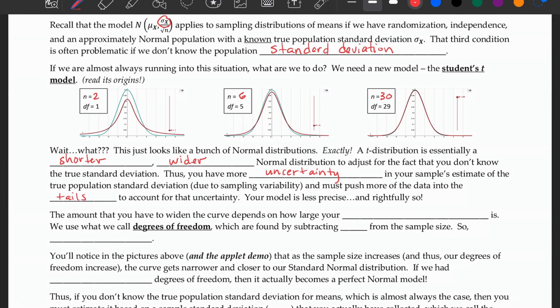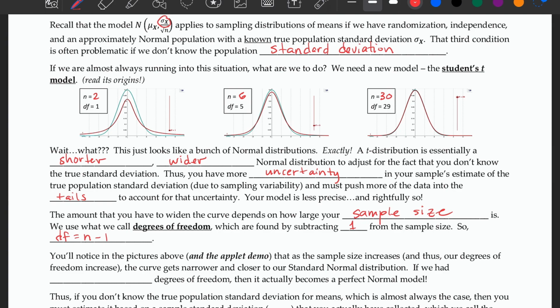So as we saw above here, the amount that you widen your curve really depends on how large your sample size is going to be. And then we're going to use what we call our degrees of freedom, which, as we noted above, you probably noticed, subtracts 1 from your sample size. So in other words, df is equal to n minus 1.